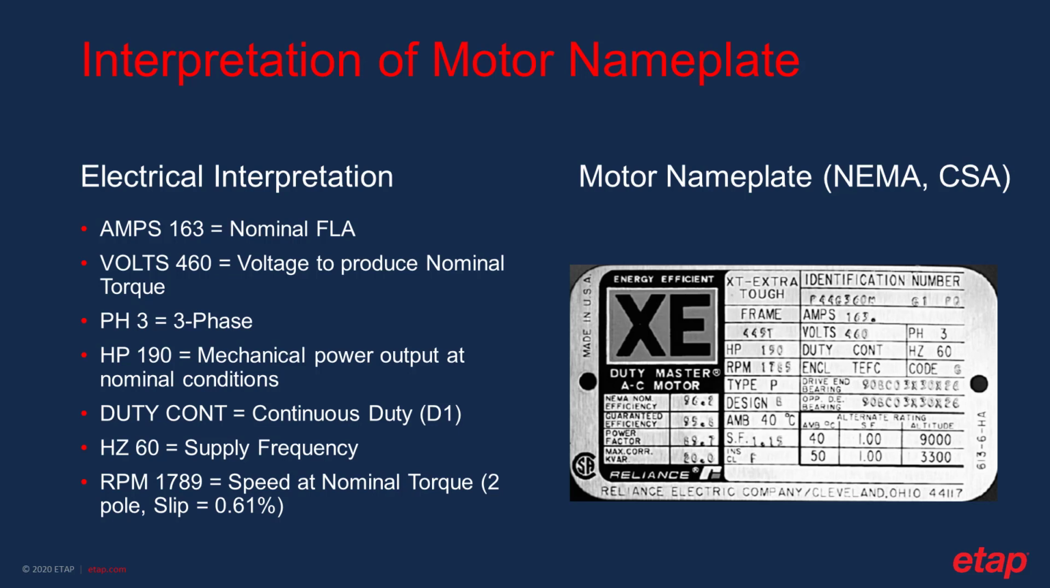This is a sample of a motor nameplate based on NEMA or CSA, and as you can see, the information typically contains the FLA, the full load current that we showed on the TCC. This full load current would be at the nominal voltage, and this voltage would produce the nominal torque of the motor. Number of phases, total horsepower or the mechanical power output, type of duty, frequency and RPM are other parts of the information you can typically find in this kind of nameplate.